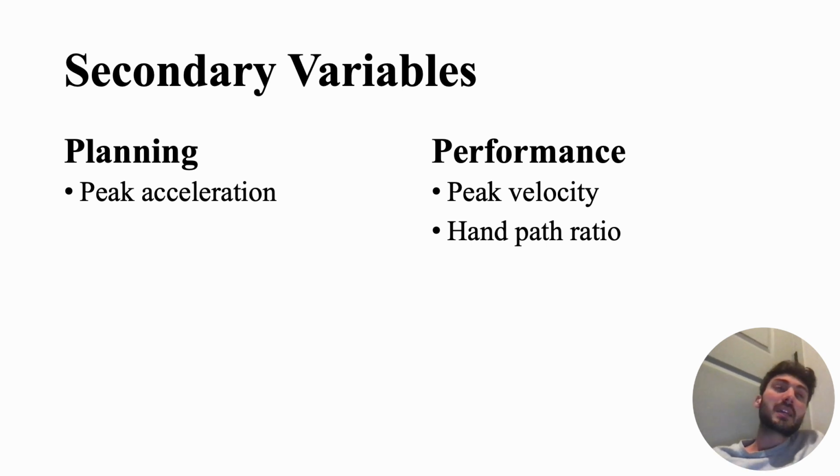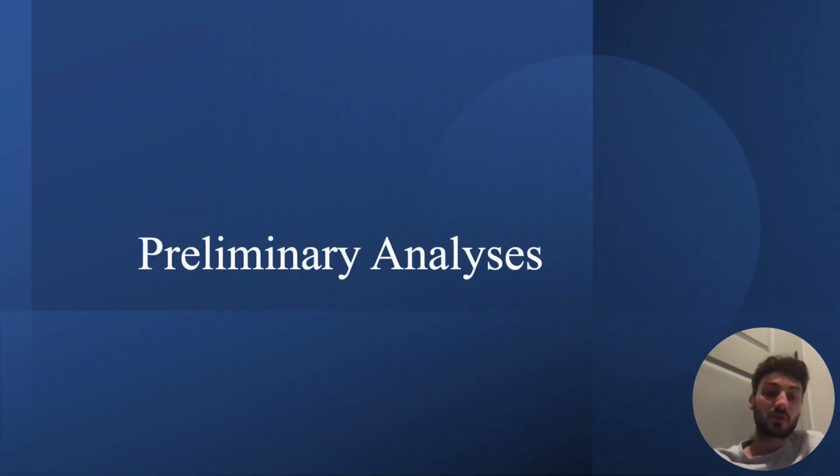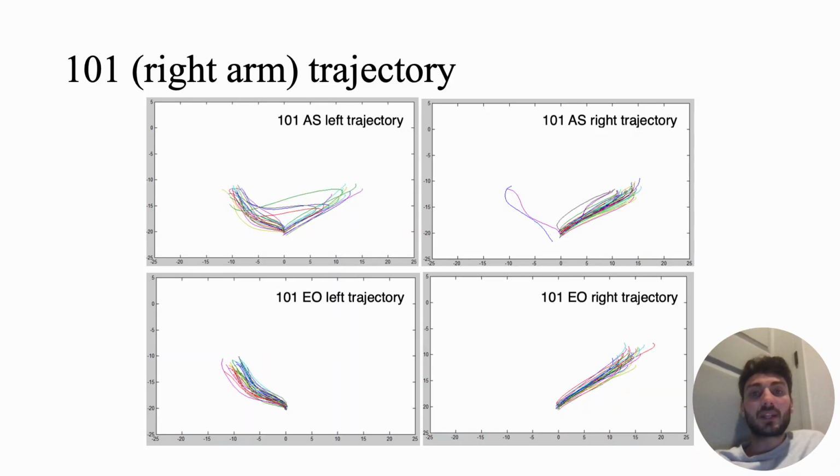Non-dominant hands. Secondary variables would be for planning peak acceleration, and for performance peak velocity or hand path ratios, which is really simple to discern from the data. So I actually looked at this a little bit in my master's, though I didn't get very far with this specific topic. So I ran some trials on healthy individuals, college age participants, and what we found were between left or right trajectories.